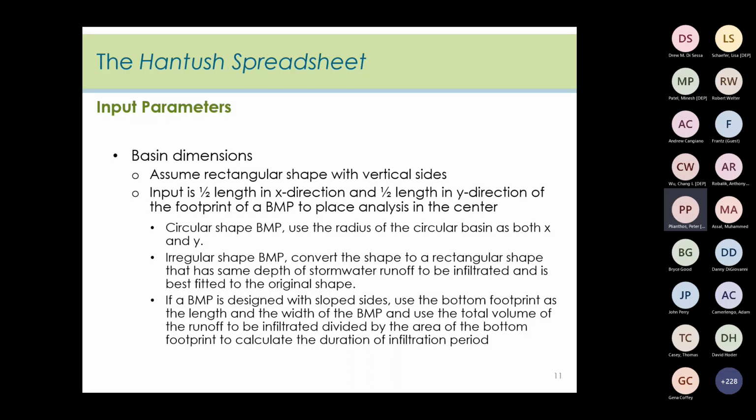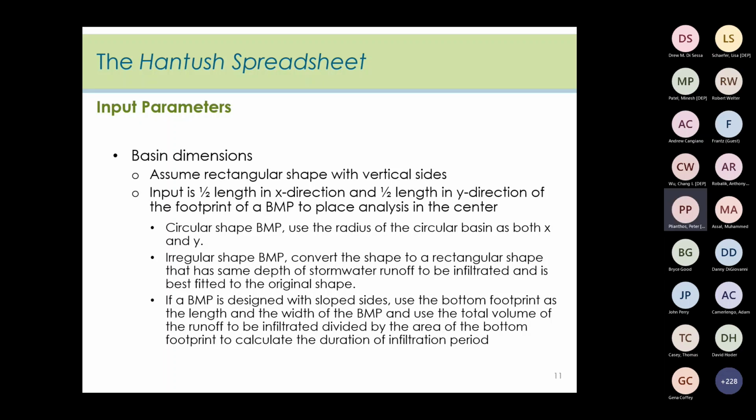The hand-touch spreadsheet assumes that the BMP is rectangular in shape and the sides of the BMP are vertical. So we use the width and length of the bottom area of the BMP, also called the footprint, but since the mounding is at the center of the BMP, for graphing purposes, we use 1/2 of each dimension as the inputs for the length and the width, which correspond to the X and Y axes, respectively.